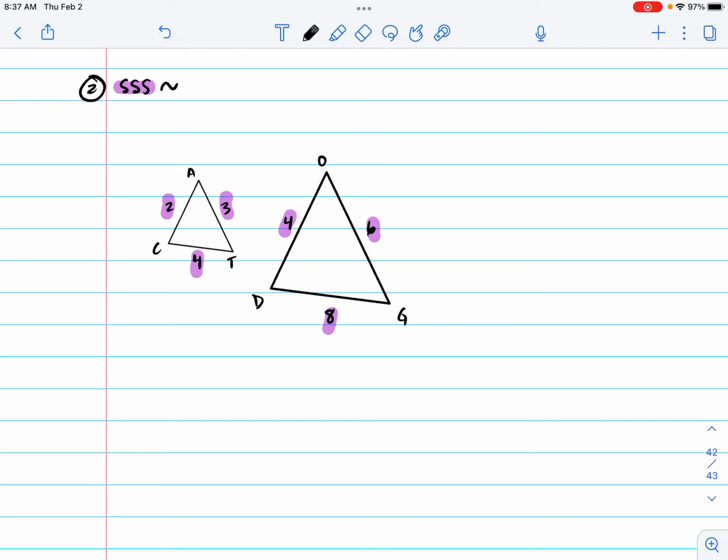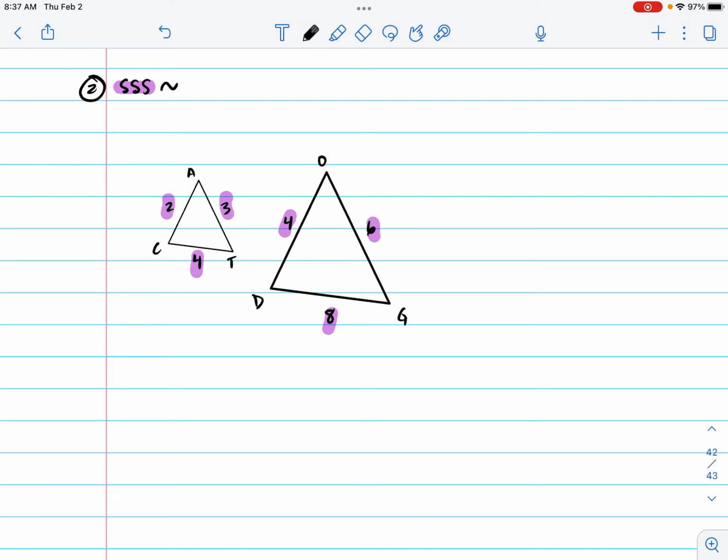Can we prove proportionality in all cases? So if we take a look, personally I would look at the corresponding parts, and I would also reorder them from smallest to largest, because that's how it would be proportional. 2 and 4 are the smallest pieces. 3 and 6 are the medium pieces. 4 and 8 are the largest pieces. So that's a proportionality you're probably going to want to check.